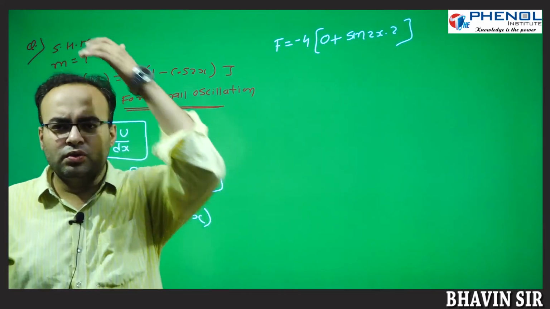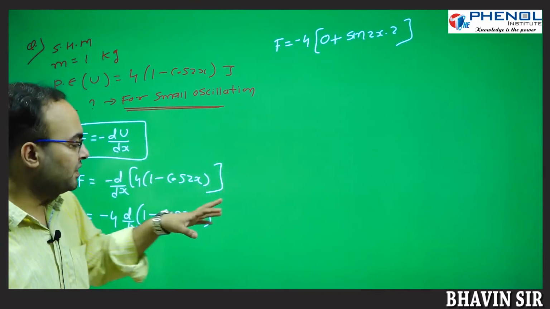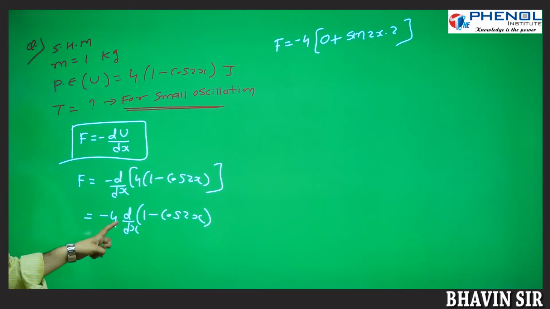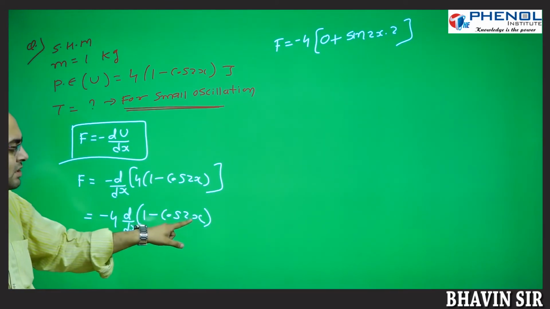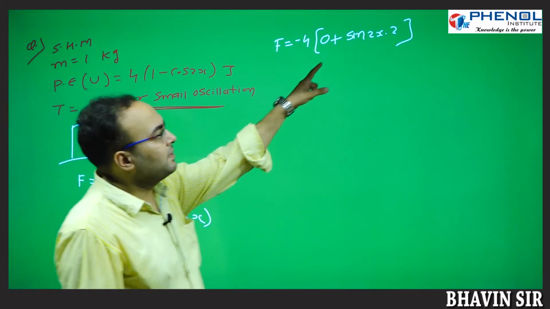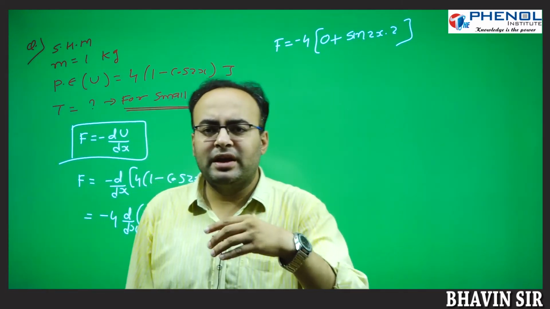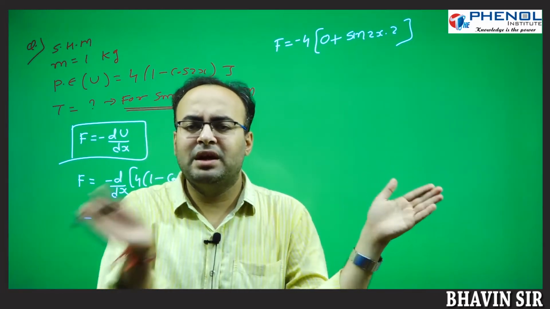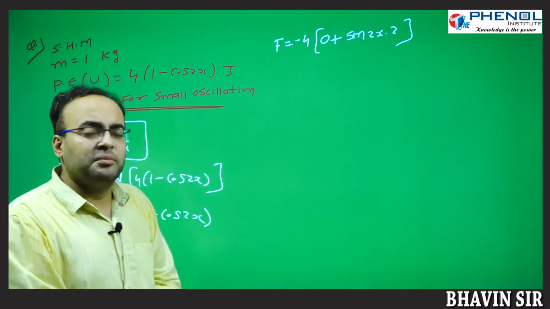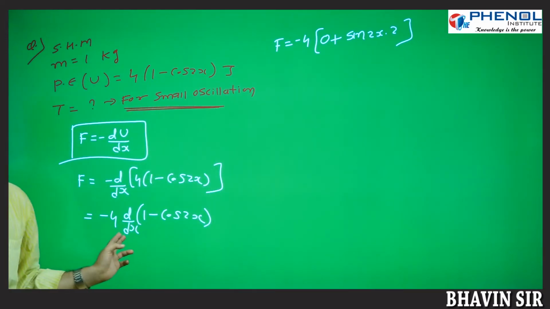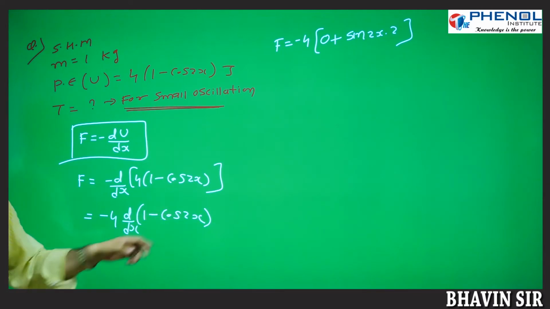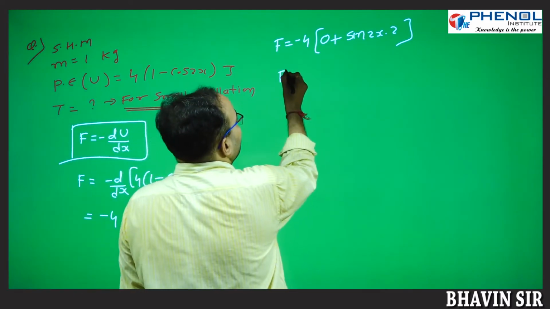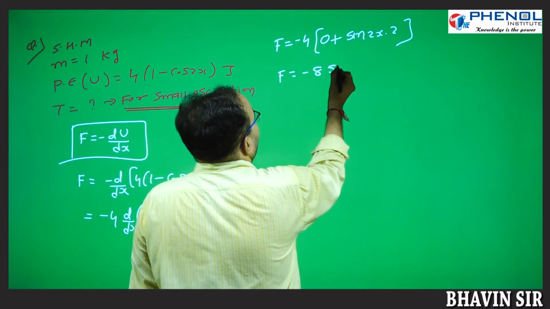Okay, so sine 2x into 2. Differentiation of cos is negative sign, so minus minus plus, but see here differentiation is with respect to x, so what is the coefficient of x? 2, so multiply by 2. Earlier we did differentiation with respect to time, so we multiplied with the coefficient of time, but here differentiation is with respect to x, so multiply with the coefficient of x. What is the coefficient of x? 2. So what is the force, students? Minus 8.